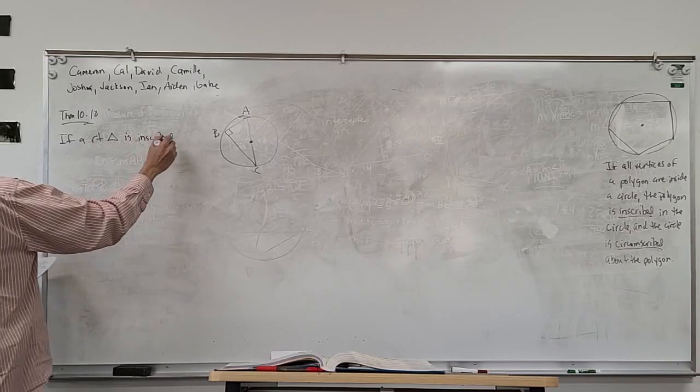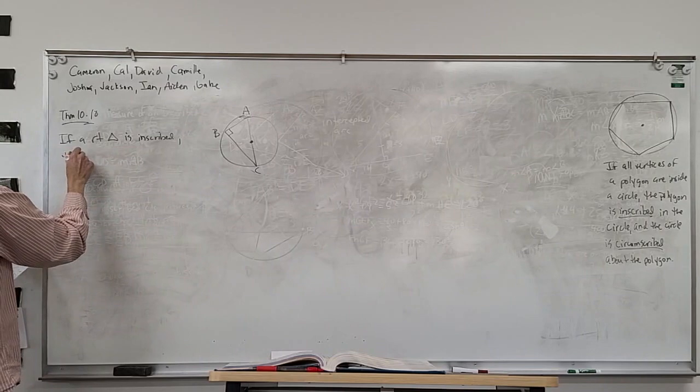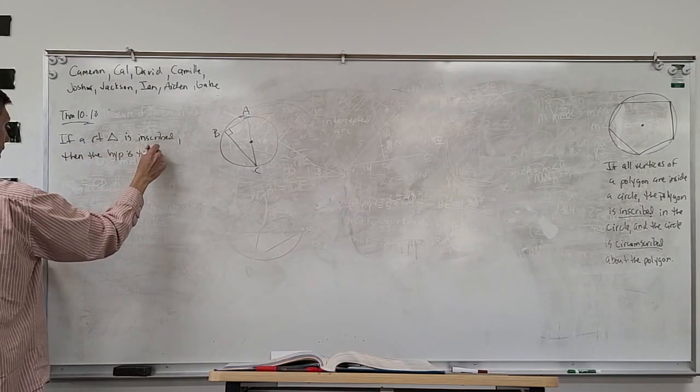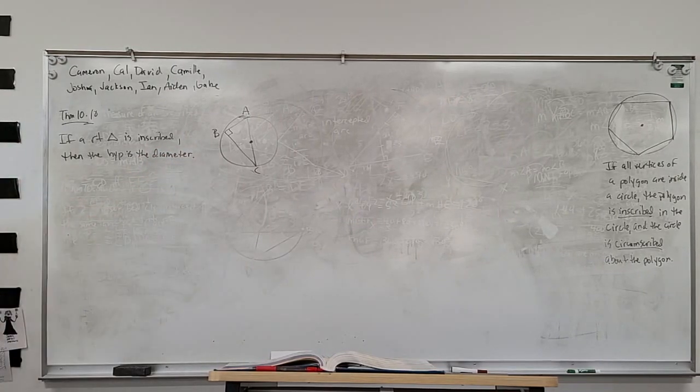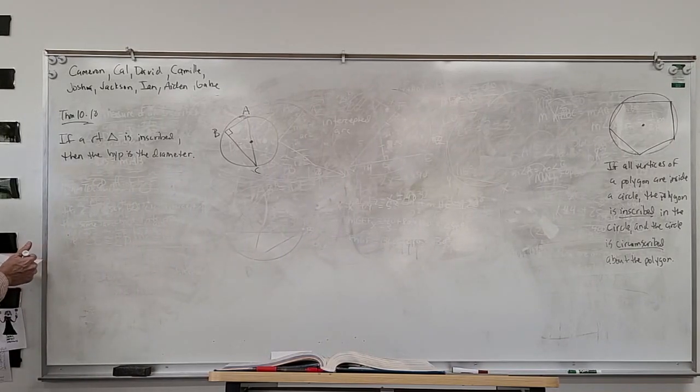So if a right triangle is inscribed, then the hypotenuse is the diameter. So the hypotenuse for an inscribed right triangle will always go through the center of the circle. All right? And since by definition, with it being inscribed, all of its vertices lie on the circle, the hypotenuse will always be a diameter.